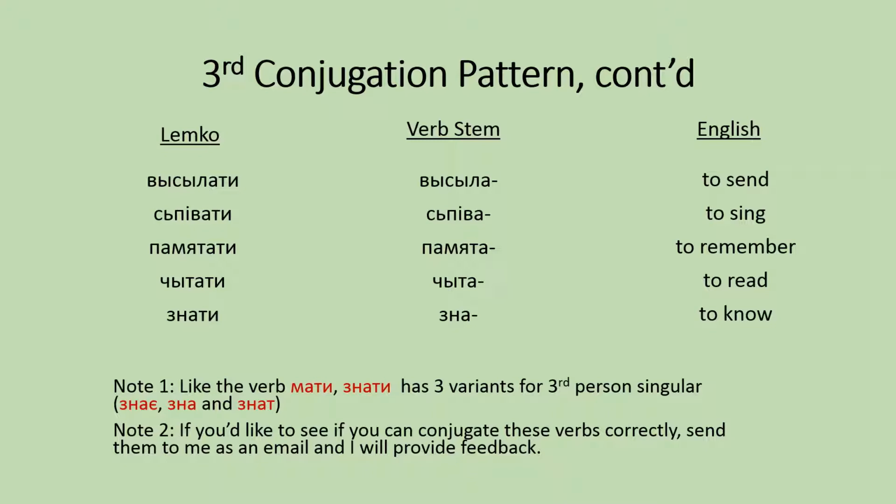Note, like the verb mate, znate has three variants for the third person singular: znaje, zna, and znat. Also, if you'd like to see if you can conjugate these verbs correctly, send them to me as an email and I will provide feedback.